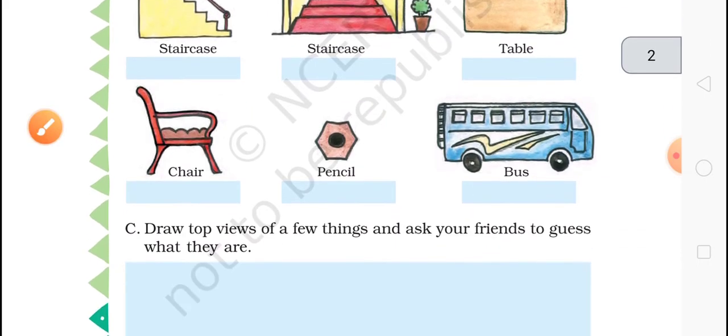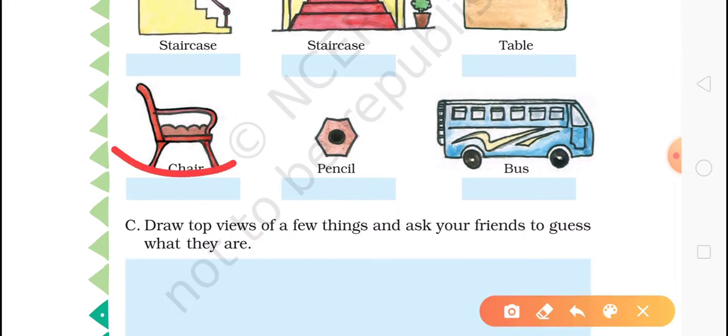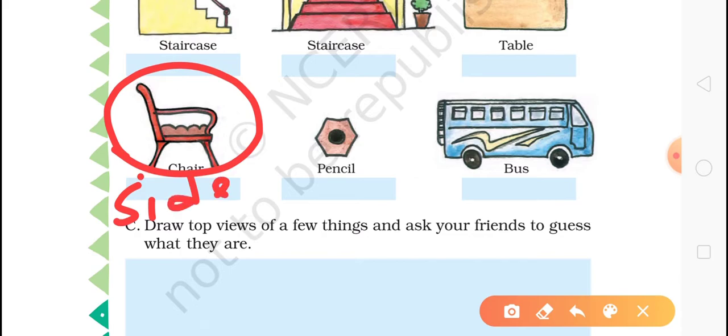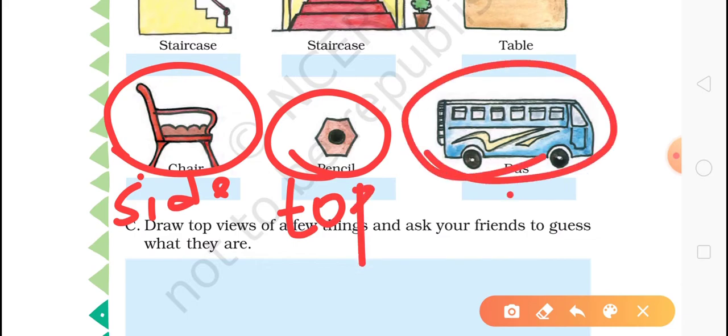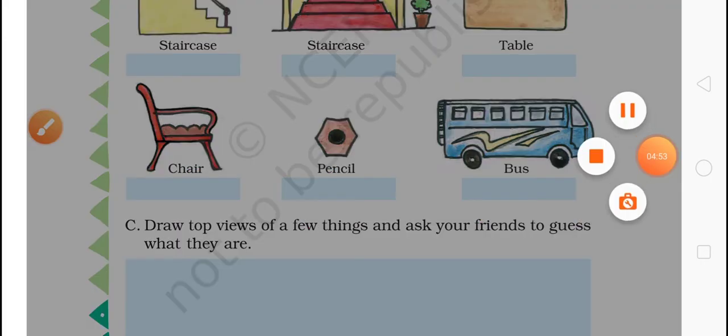Next they have asked about the chair. So this chair is the side view. If you see this pencil, this is again the top view of the pencil. And if you see this bus, this is the side view of the bus.